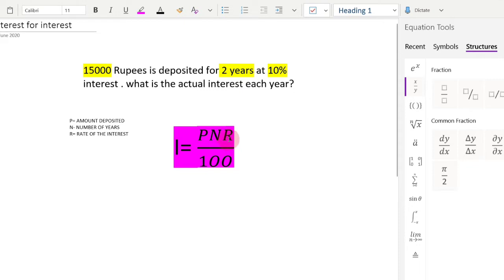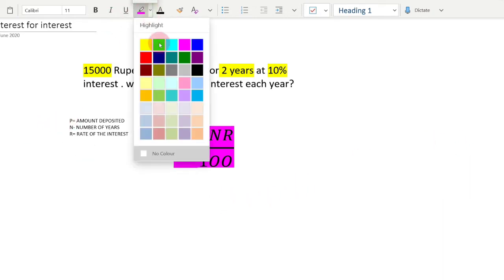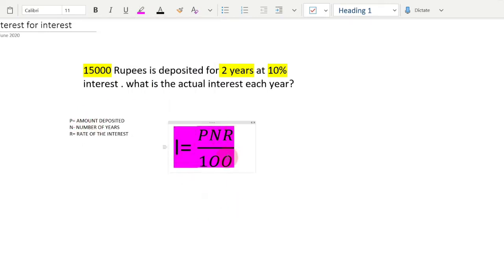So what do you mean by 10%? 10% means 10 by 100. 9% means 9 by 100, like that, right? So here we have an equation: I is equal to PNR by 100.